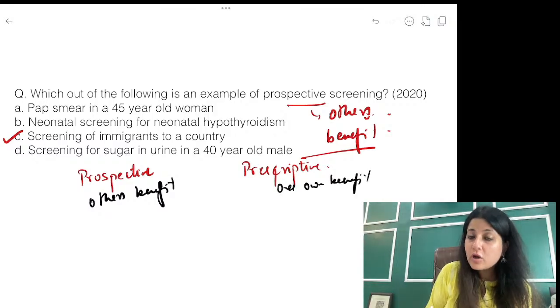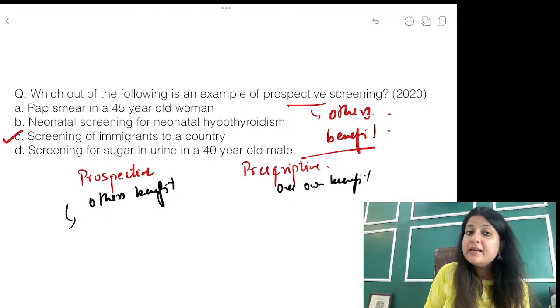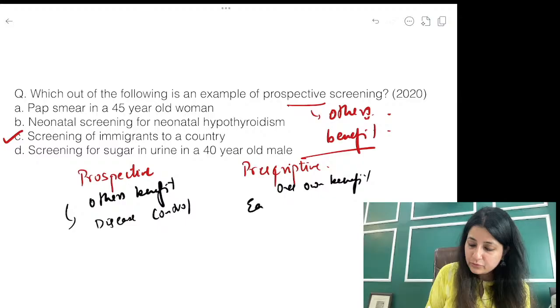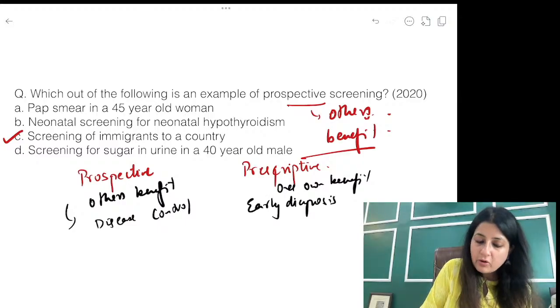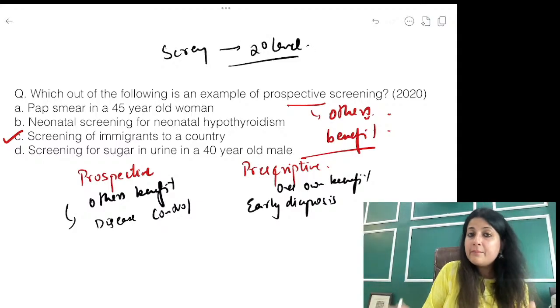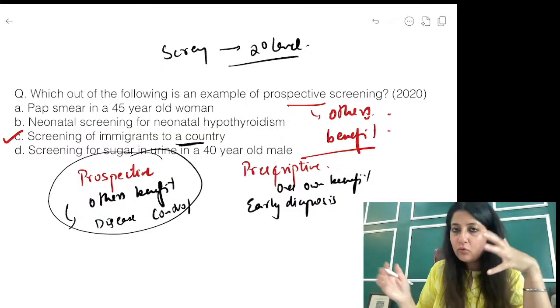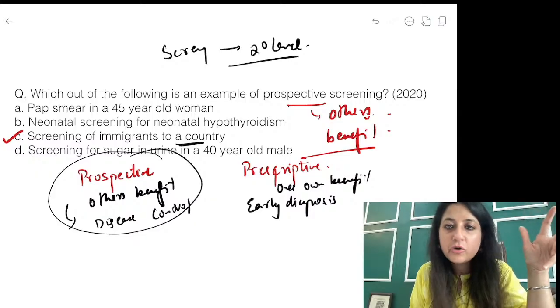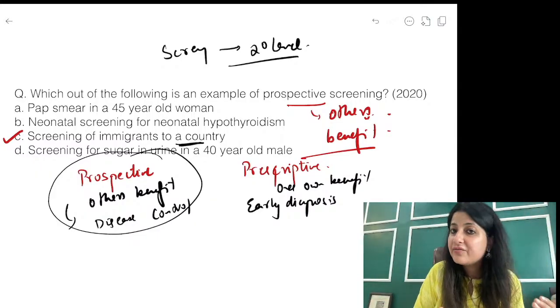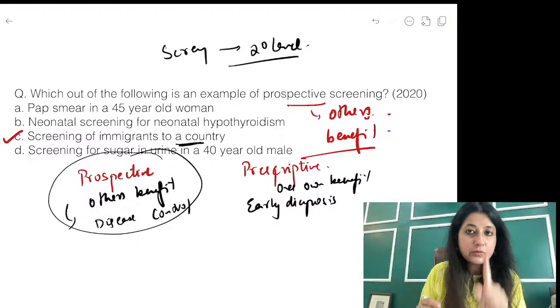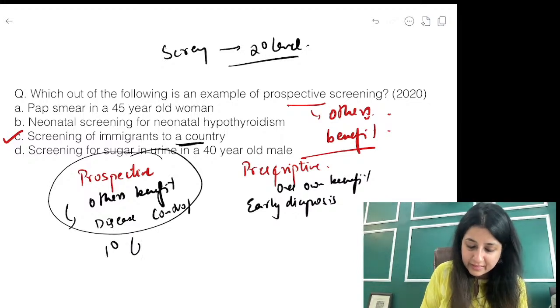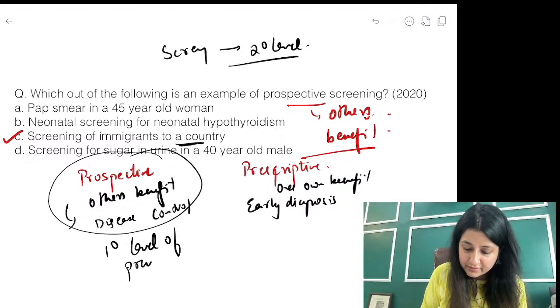ठीक है. Now prospective screening का पर्पस होता है डिजीज कंट्रोल करना, डिजीज कंट्रोल. प्रिस्क्रिप्टिव स्क्रीनिंग का पर्पस होता है मेक एन अर्ली डायग्नोसिस. Now we all know guys, screening is secondary level prevention. But now when you look at prospective, you are screening people, immigrants in a country. COVID के लिए airport पे we were screening because they were a risk factor for the others. So this is one exception where a screening becomes primary level of prevention.